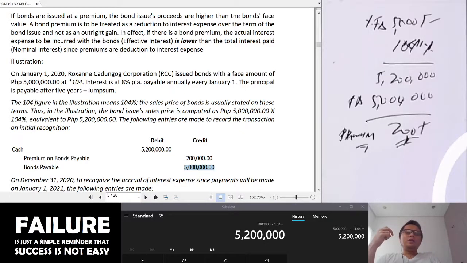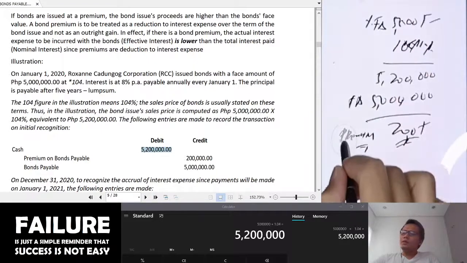However, if we are to be asked what is the fair value of the bond on the date of issue, that is basically equivalent to the issue price or the present value, which in this case, the market value or the fair value of the bonds on January 1, 2020, that is 5,200,000. Okay, that is 5,200,000.